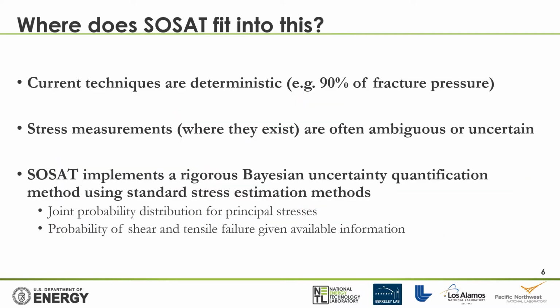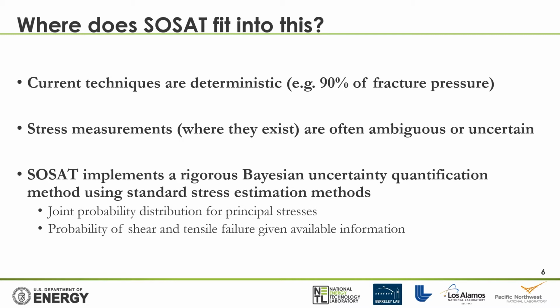So where current techniques are deterministic, such as saying the injection pressure can only be 90% of the fracture pressure, implicit in that statement is that fracture pressure is a deterministic and known value, which is almost never the case because stress measurements, where they do exist, are often ambiguous or at least have some uncertainty in them that needs to be accounted for. So SOSAT implements a rigorous Bayesian uncertainty quantification using these standard stress estimation methods.